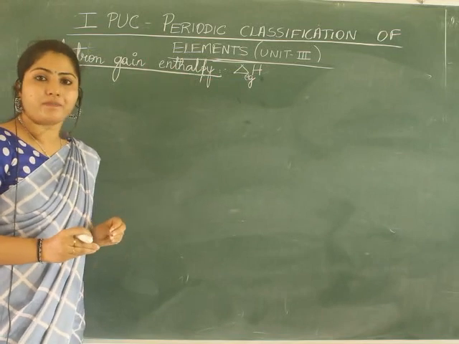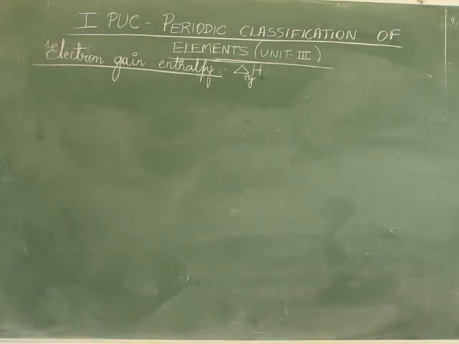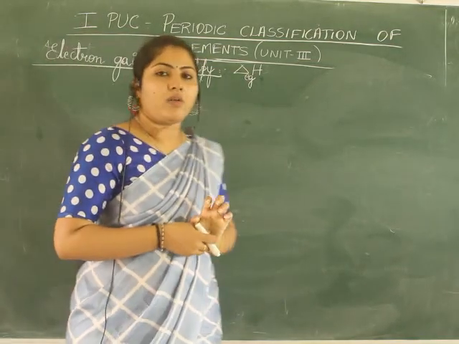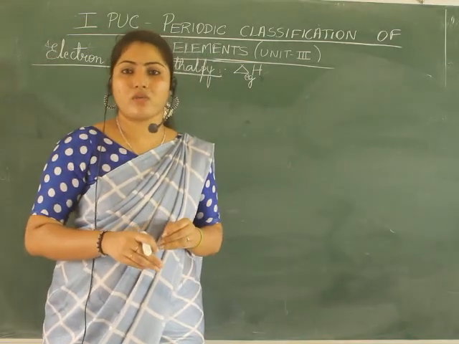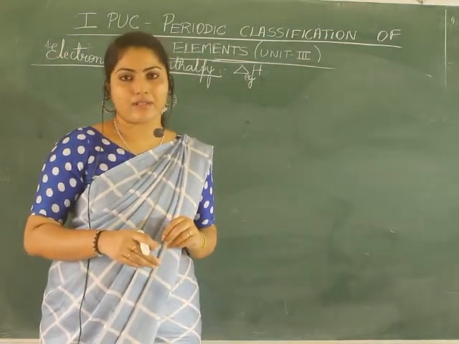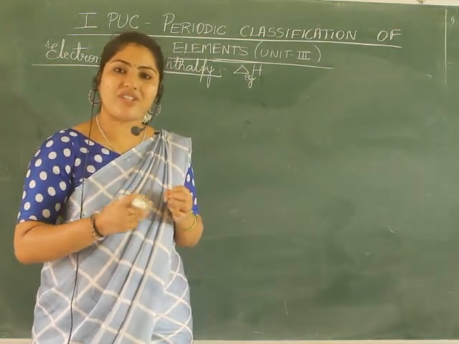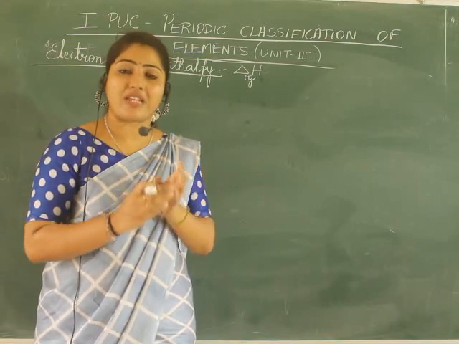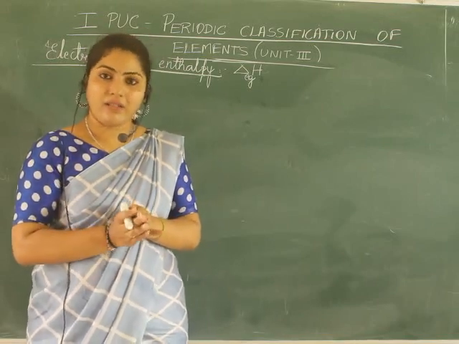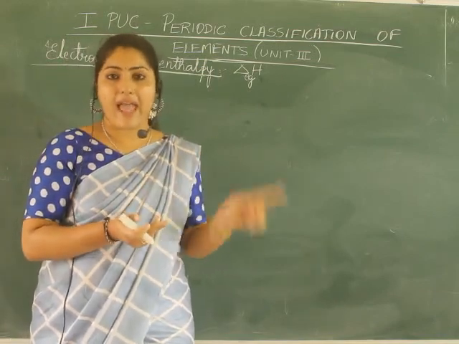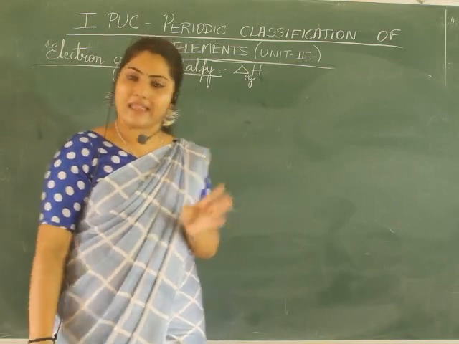The energy required to convert, or when an electron is added to a neutral gaseous atom, what happens if you add an electron to a gaseous neutral atom? It becomes a negatively charged ion, isn't it? When it becomes a negatively charged ion, then it has some energy changes taking place. That energy change that is accompanied when an electron is added to a neutral gaseous atom to form an anion is called electron gain enthalpy.